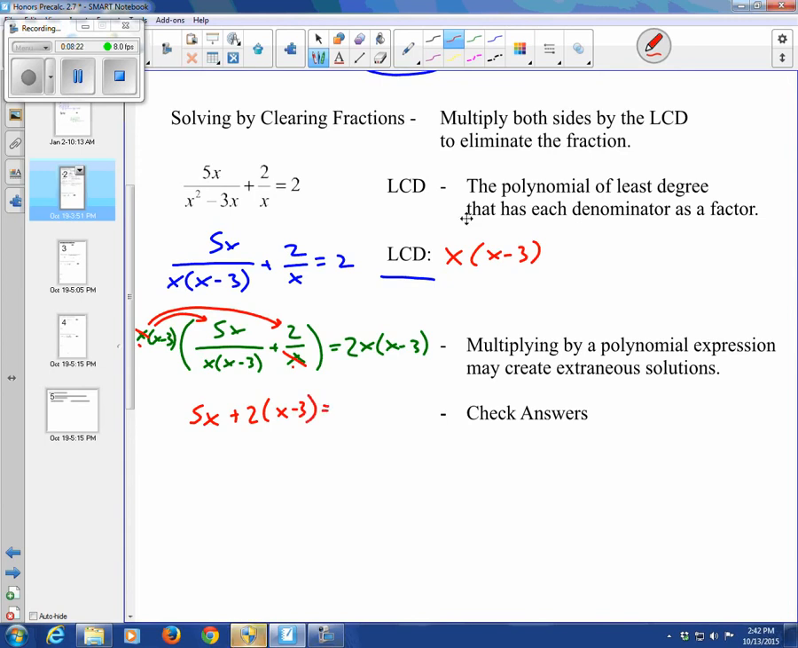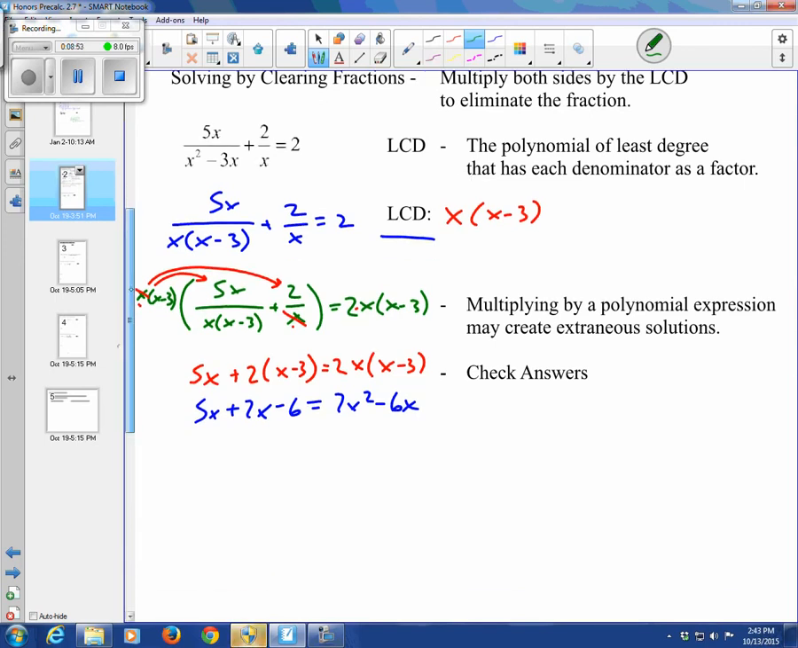On this side, we can just do our multiplication out: 2 and then x times x minus 3. Now we can go ahead and simplify both sides. I've got 5x plus 2x minus 6 equals 2x squared minus 6x. What we can see is that we've got a quadratic equation, so we can bring all of our terms to one side and see if we can factor or use the quadratic formula.